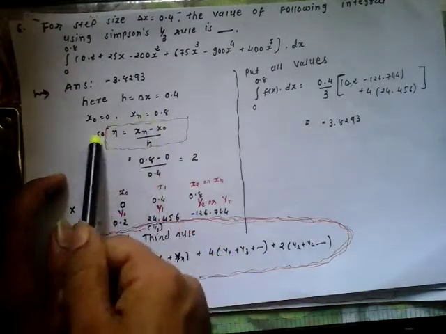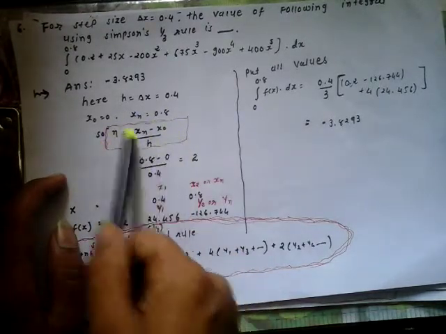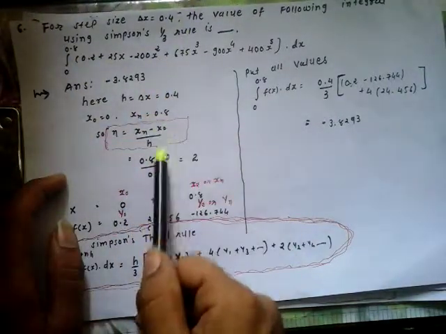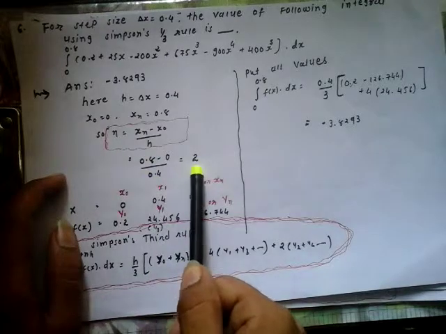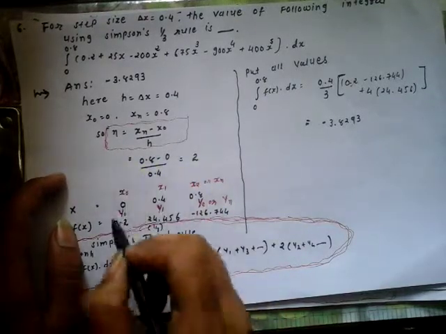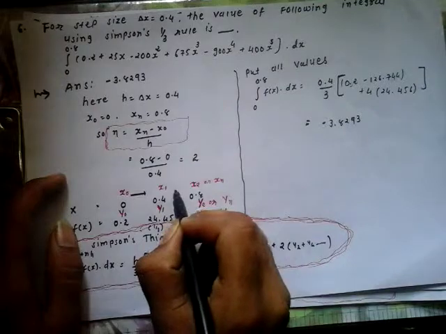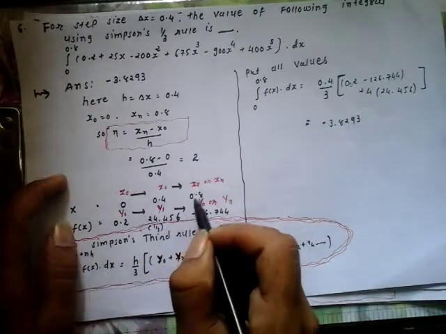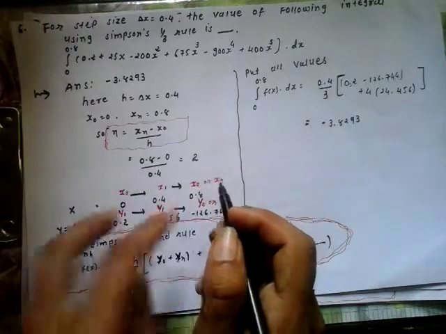Keep in mind this red line area. So xn is 0.8, 0.8 minus 0 upon h, which is 0.4. So n is 2. So we have to divide into two parts: first x0 to x1 and another x1 to x2, or y0 to y1 and y1 to y2. So these two parts indicate n.